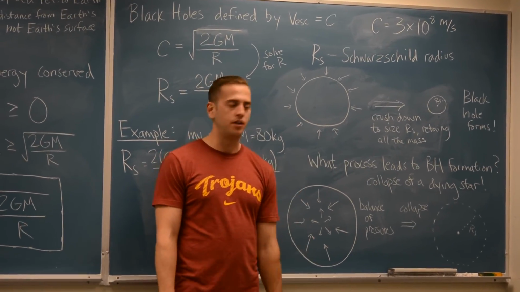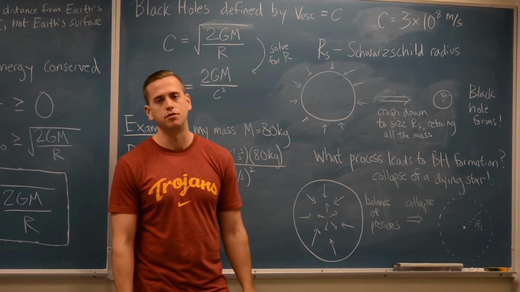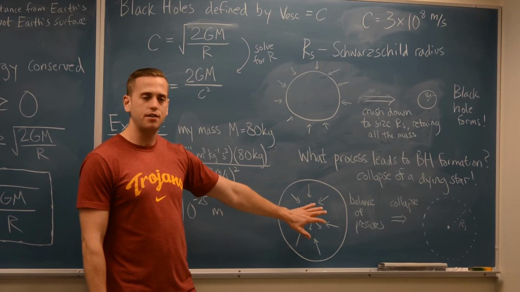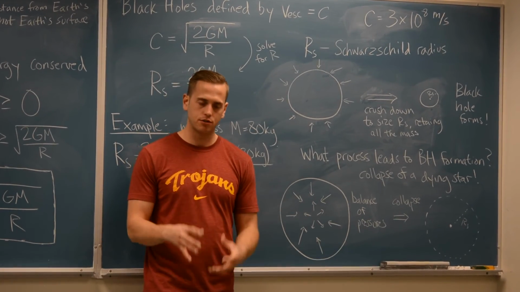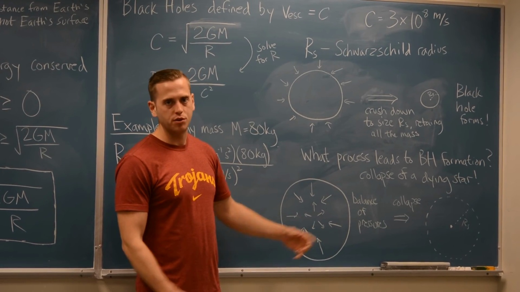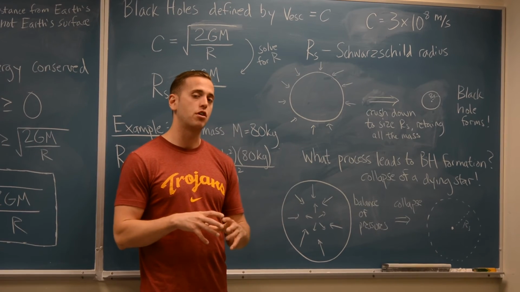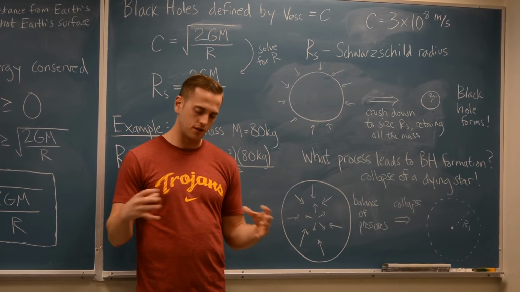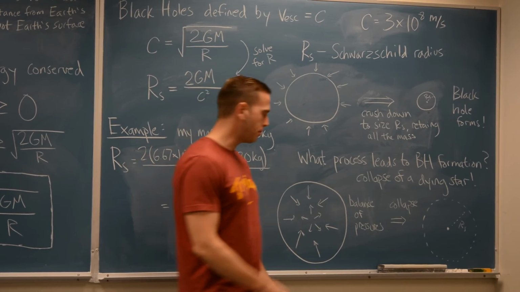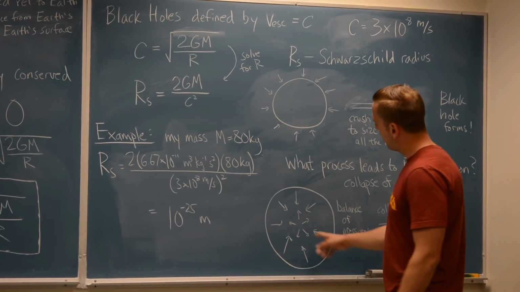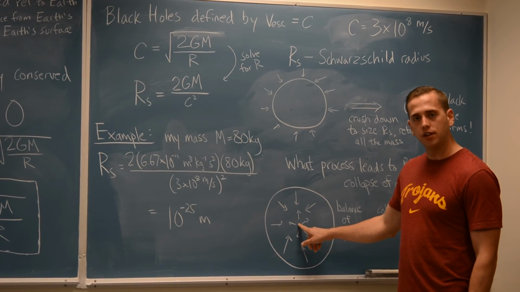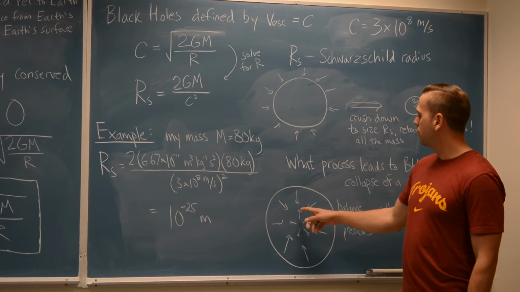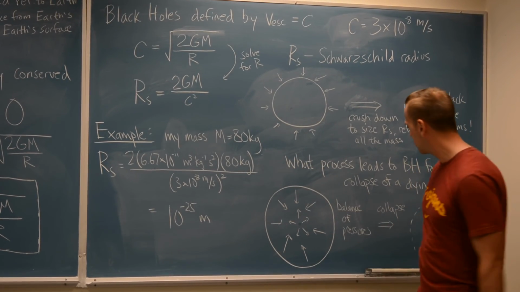Well, it turns out this does happen in nature, and the process that leads to the formation of a black hole is the collapse of a dying star. Now, as a star goes through its lifetime, there's a balance of pressures that occurs. There's nuclear fusion going on in the core that creates immense pressures that push outwards. These pressures try to make the star expand or blow up. But there's also gravitational force, which tries to make the star collapse in on itself. And there's a balance between those two. Now, as the fuel in the core is depleted, the star runs out of fuel for nuclear fusion, this outward pressure is lost, and gravity takes over, causing the star to collapse in on itself.